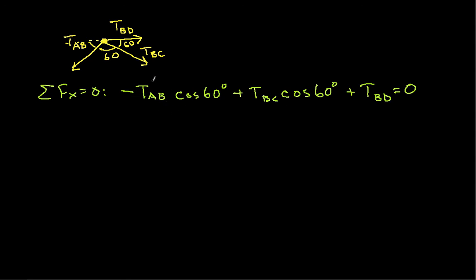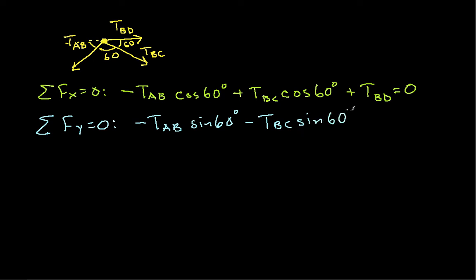So we know the value of TAB, but we don't know BC or BD, so we will have to look at the sum of forces in the y direction. And here we have minus TAB sine 60, minus TBC sine 60 degrees, is equal to 0. Okay, this is the component of TAB and TBC in the vertical direction.